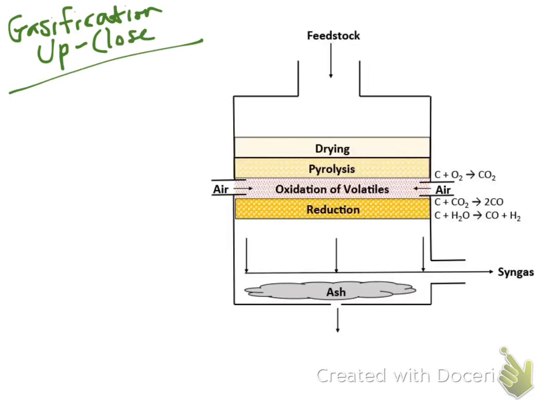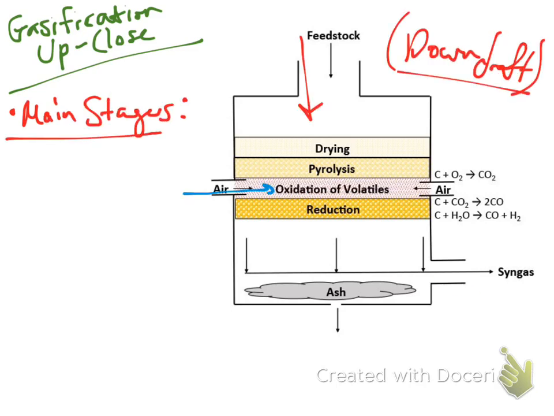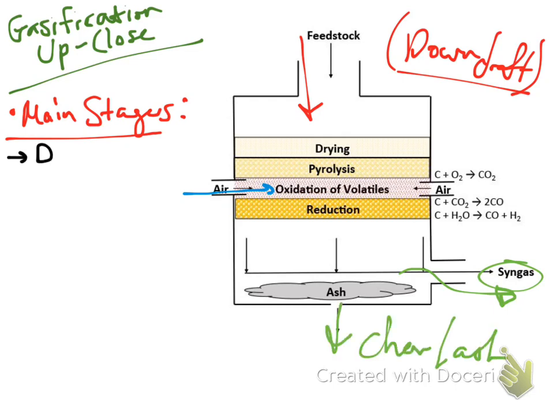Okay, so let's look at a gasifier up close. Here I put a picture of a downdraft gasifier. Let's look at the main stages. First off, like we showed before, the feedstock is entering on the top, air is blown in at a midpoint section, and syngas is pulled out of the bottom before an ash filter, and then the char and ash comes out. So there's a few main steps.